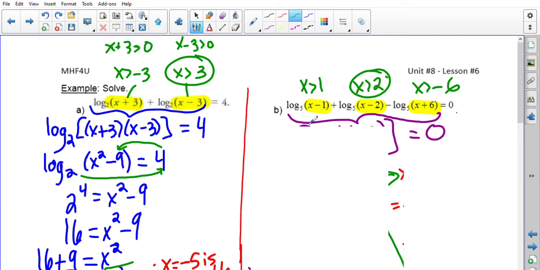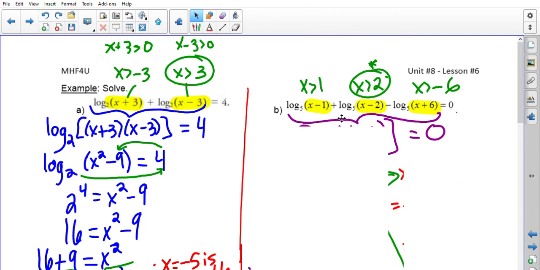Okay, and let's try another. This one's x minus 1, so the restriction will be that x must be greater than 1. X minus 2, so x must be greater than 2. X plus 6, so x must be greater than negative 6. So since we're doing a greater than scenario, we're going to take the largest number, which is 2. So this is going to be our domain.